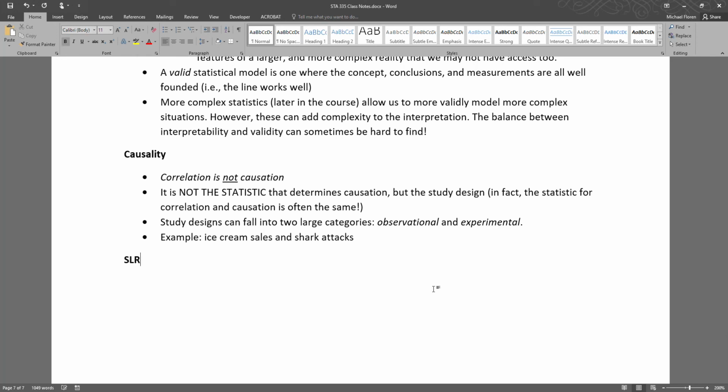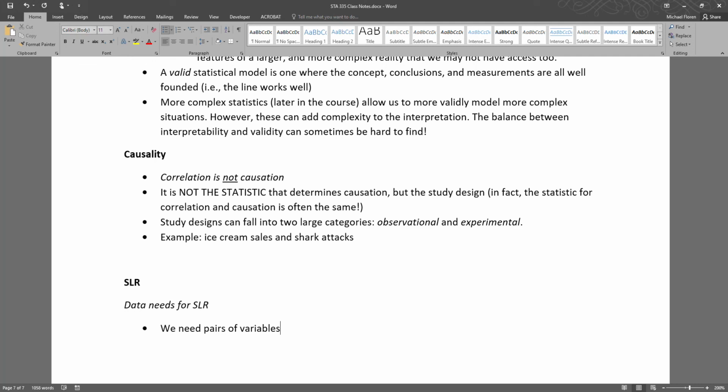And with that, we are now finally able to get into the start of the real meat and potatoes of this class, simple linear regression. So real quick, let's start with the data requirements for simple linear regression. First of all, we need pairs of variables.